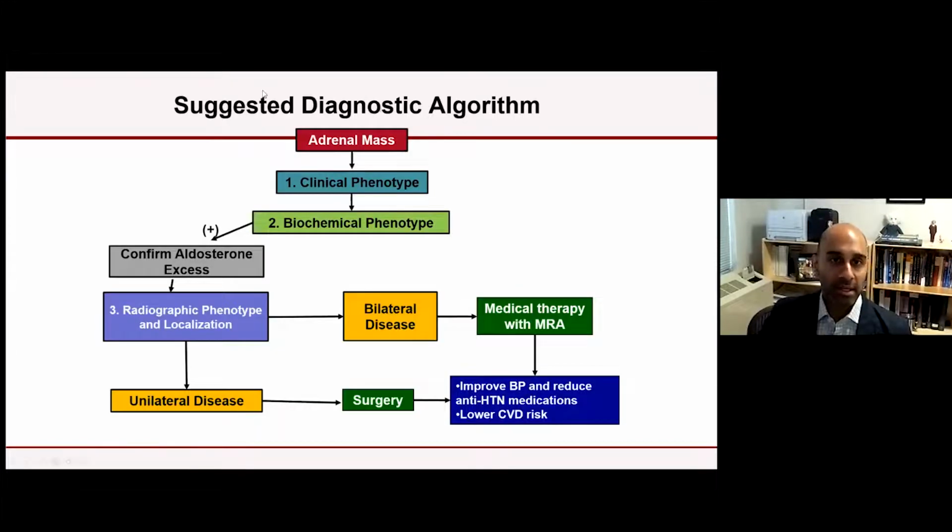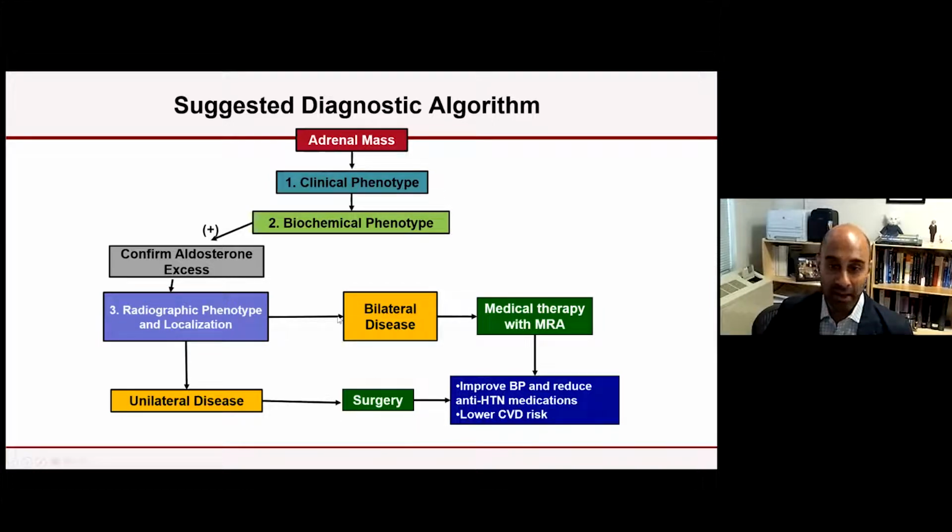Okay, so here's the diagnostic algorithm for primary aldosteronism. You have a clinical phenotype and biochemical phenotype that support the disease. You've confirmed overt biochemical primary aldosteronism. This is generally going to be handled with surgery. If it's unilateral, you ideally want a unilateral adrenalectomy to cure the disease.